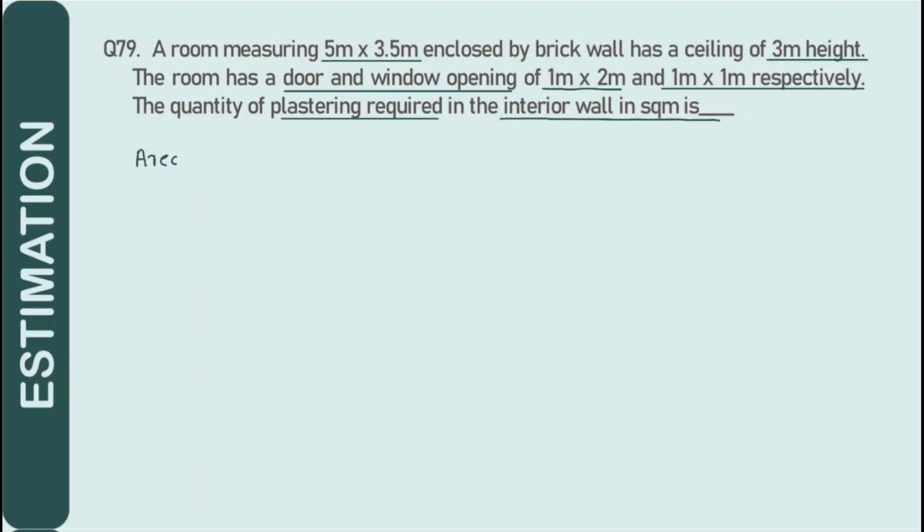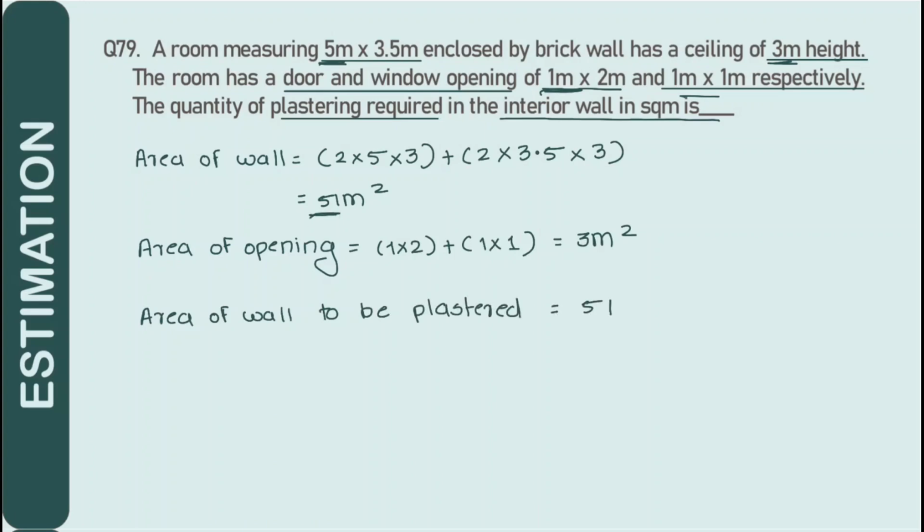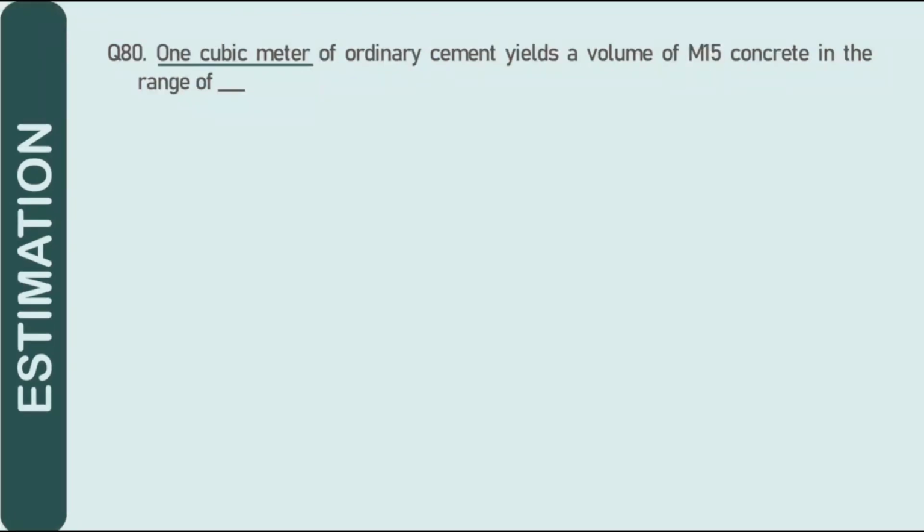So the total area of wall is, there will be two walls of 5, so 2 into 5 into the height, that is 3, plus 2 into 3.5 into 3, that is 51 meter square. The area of opening will be given 1 into 2 and 1 into 1, that is 3 meter square. So the area of wall to be plastered will be 51 minus the opening, that is 3, that is 48 meter square.